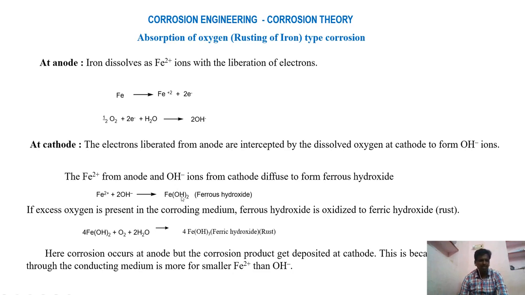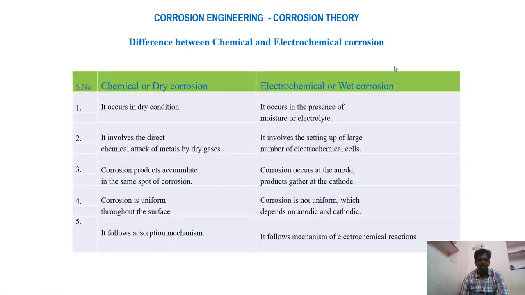This ferrous hydroxide is unstable. Further, it is corroded. That means it undergoes further oxidation, and it is converted into ferric hydroxide, where iron is in +3 oxidation state. Next one is the difference between chemical or dry corrosion and electrochemical wet corrosion.